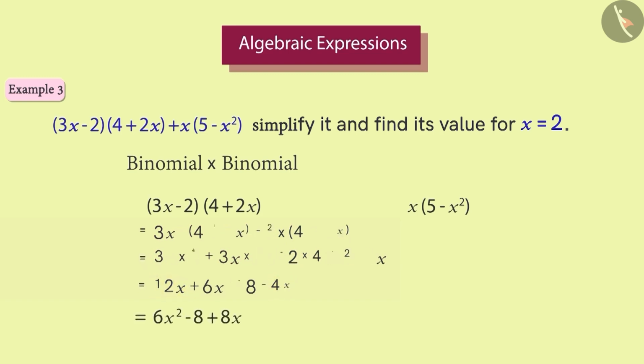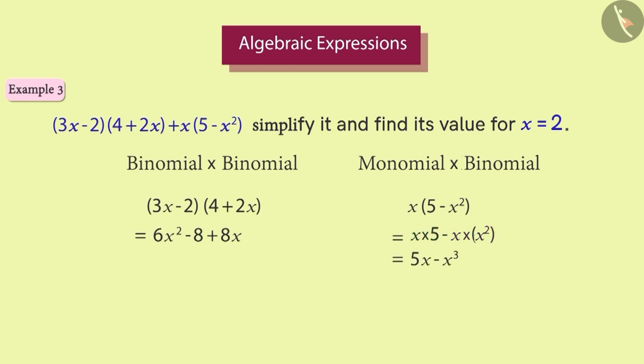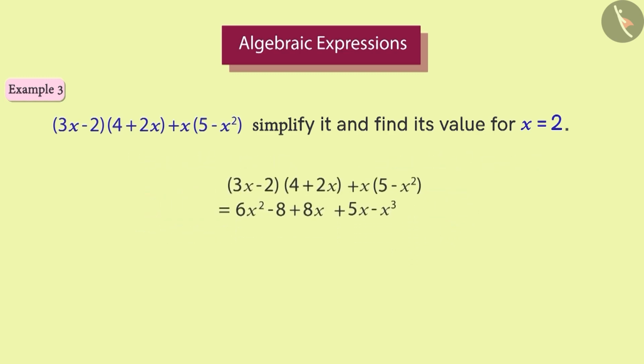Now, let's move to the second part. This is a simple case of multiplication of monomials and binomials. We just multiply this x with every term in this binomial. After multiplying these terms, we get. Now that we have the result of these two parts, we just have to add them. Here, 8x and 5x are the like terms. So, add them.